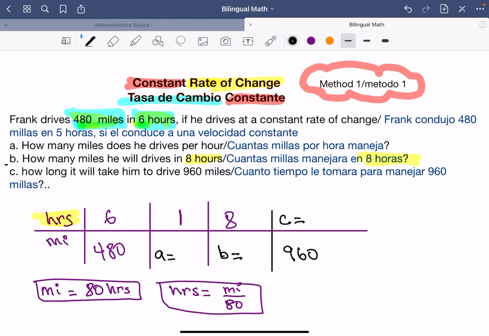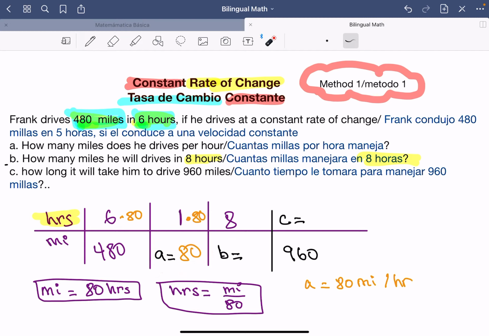So what we're going to do here is, if in order to get the miles, we multiply by 80, so 1 times 80 is going to be 80. So that's the answer for A: the question is how many miles he drives per hour. He's going to drive 80 miles per hour. Lo que dice aquí es, 1 por 80, porque por cada hora se maneja 80 millas. Entonces multipliqué y me dio 80, lo que quiere decir que maneja 80 millas por hora.